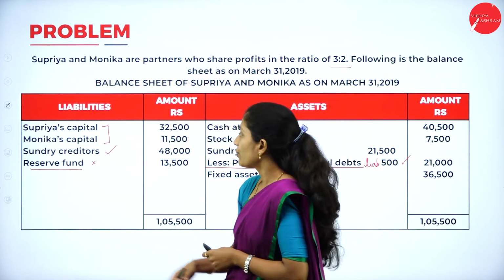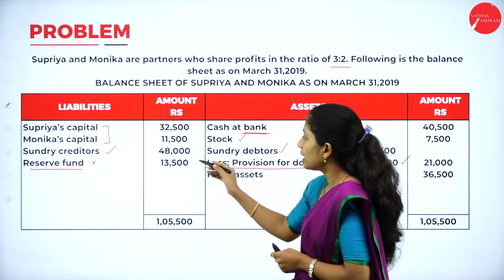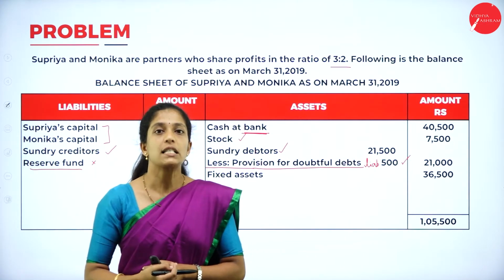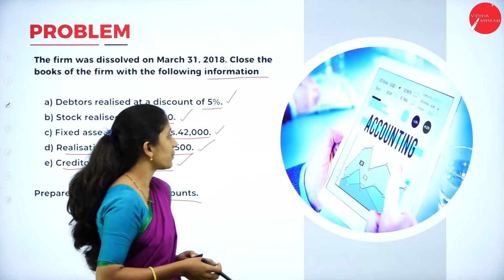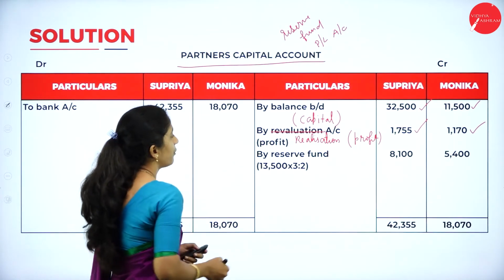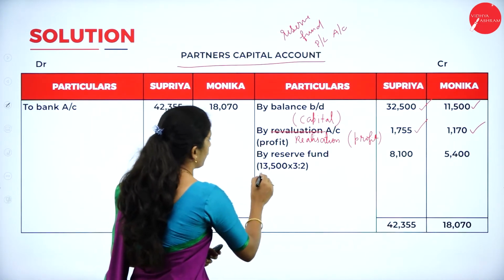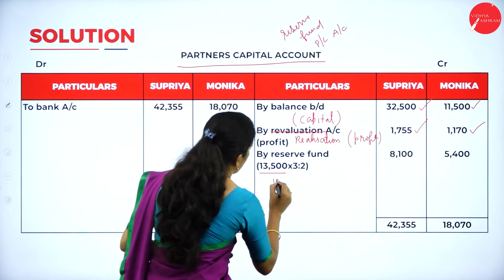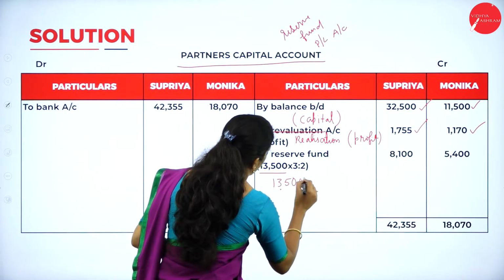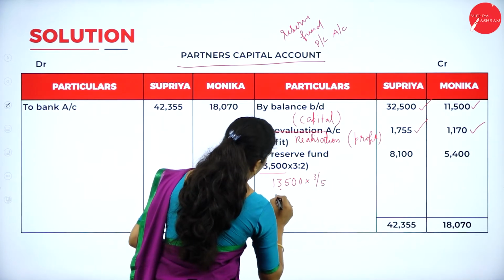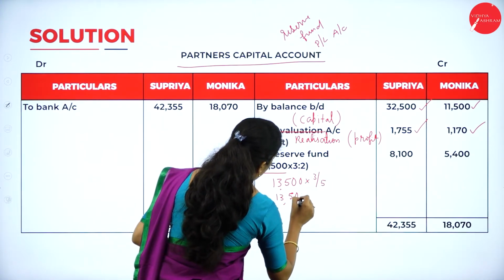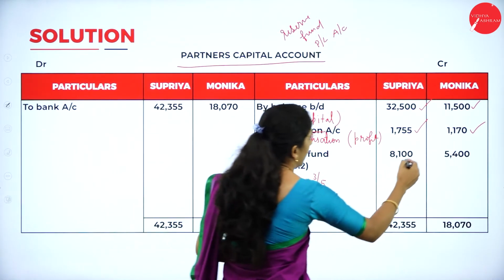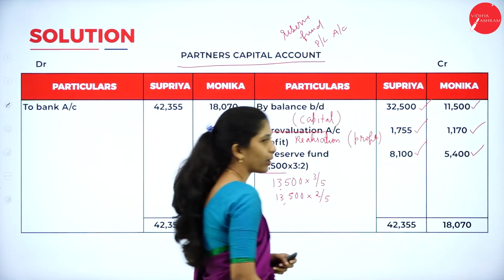So what you have to do? We have to transfer this reserve fund, that is 13,500, to the partners in their profit sharing ratio, that is 3:2. So how to transfer? By reserve fund. So reserve fund is 13,500. What is their profit sharing ratio? 3:2. So it's nothing but 13,500 into 3/5 and 13,500 into 2 divided by 5. So when you calculate, you will get 8,100 and 5,400.